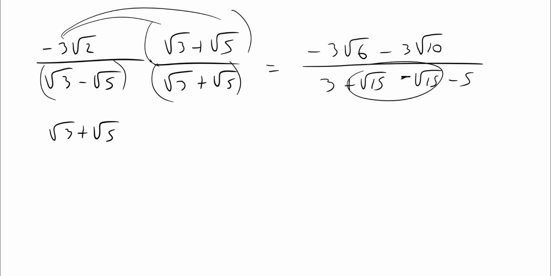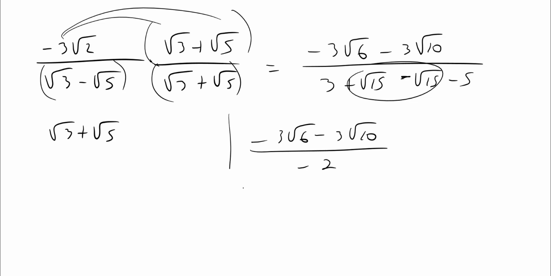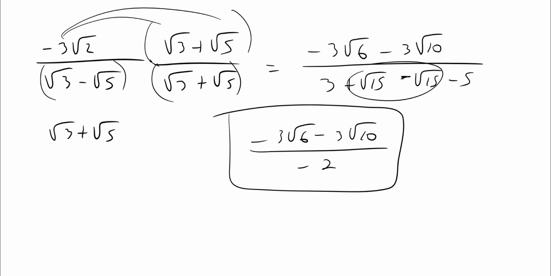So again, these cancel. So we get negative 3 root 6 minus 3 root 10 over 3 minus 5, which is negative 2. And we're done with the problem. Okay? Really isn't that bad. Really is not bad.